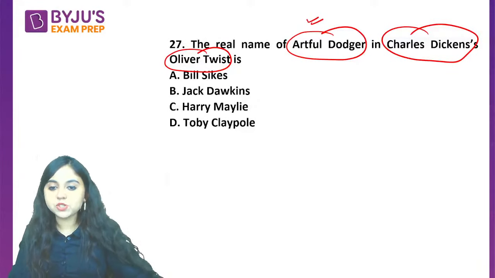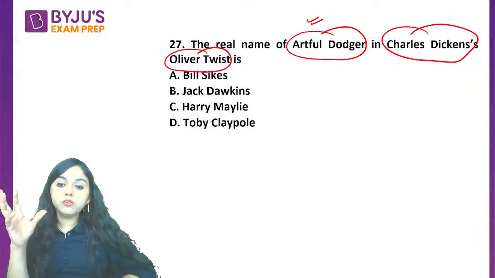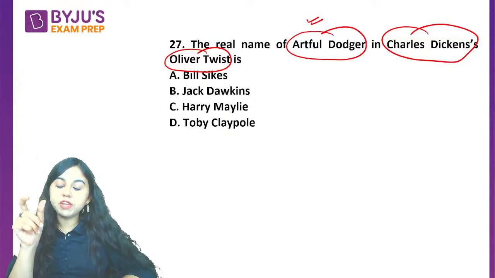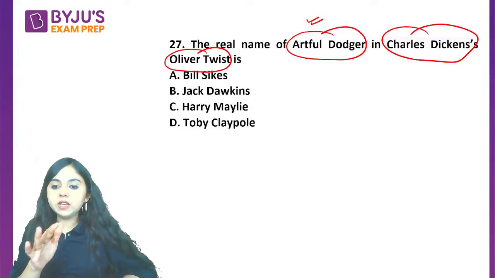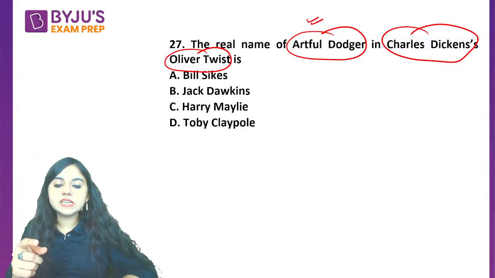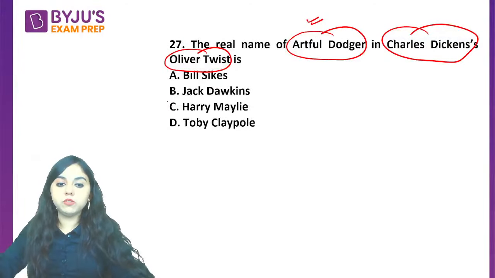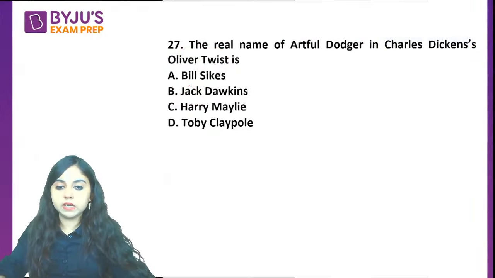Artful Dodger. Yes, Tabassum has got it right. Tabassum Jannat is absolutely right. So here it's Jack Dawkins. So Artful Dodger, the pickpocket, the leader of the criminal gang of Fagin, is Jack Dawkins. He's very sharp, very cunning. He tries to teach Oliver Twist the various aspects of pickpocketing, and he realizes that Oliver Twist can never master it. He is also the one who introduces Oliver to Fagin, in a way, right? So please keep that in mind, because a lot of times these kinds of questions about real names come up. Jack Dawkins is the right answer here.